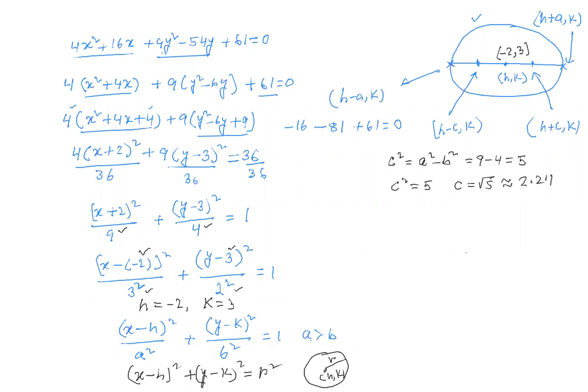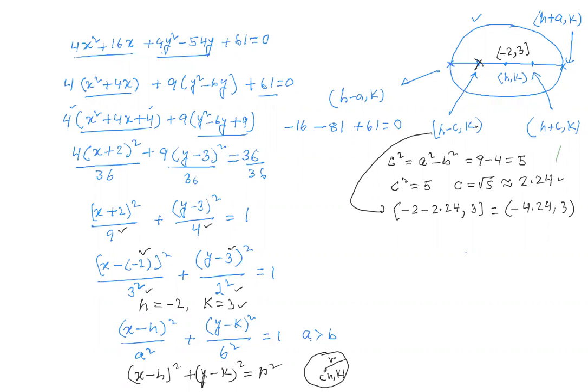2.24. So now the left focal point is going to be h minus c. H is -2, so -2 minus c is -2.24, comma k. K is 3, which is the same as -4.24, comma 3.